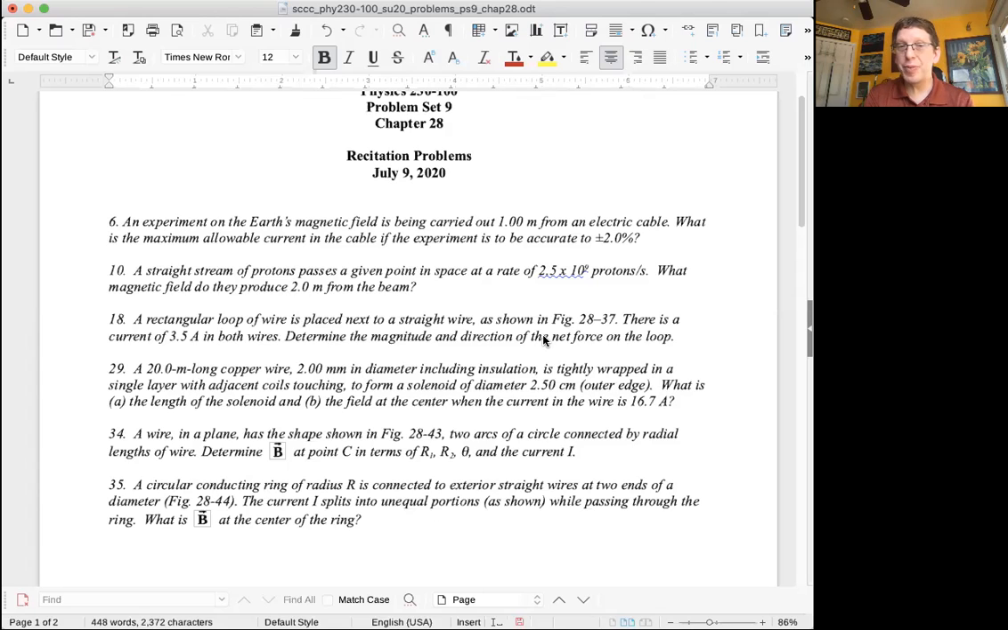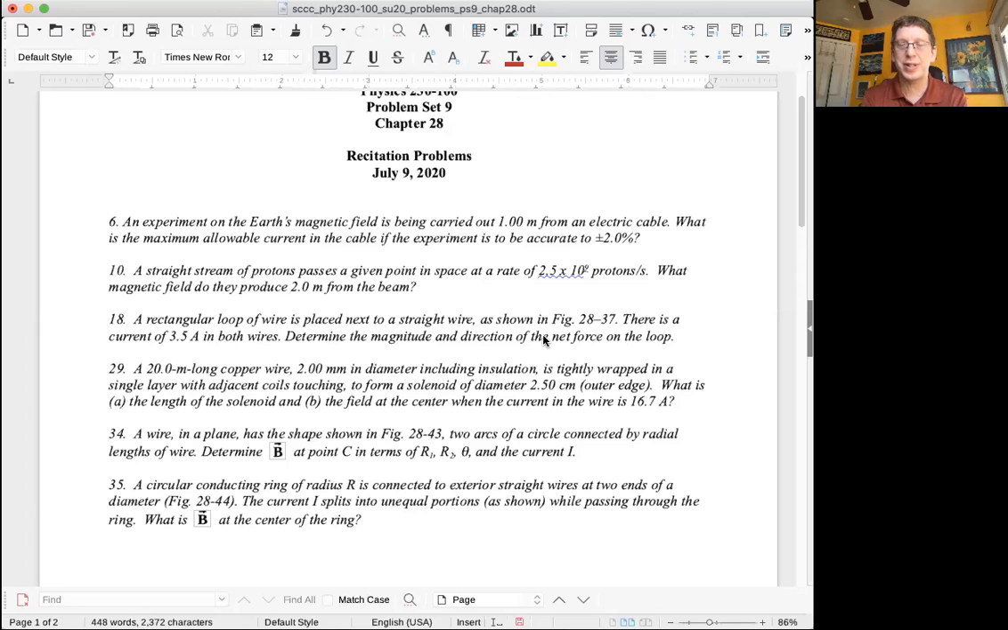So that brings us to number 34. A wire in a plane has the shape shown in figure 28-43. So 2 arcs of a circle connected by radial lengths of wire. And you're asked to figure out the magnetic field at point C, which is basically the center of curvature.